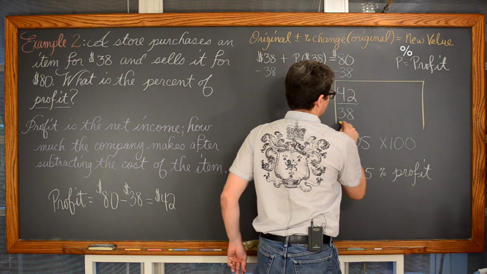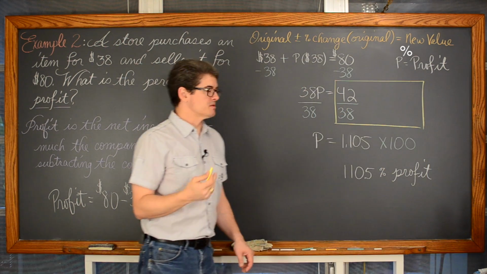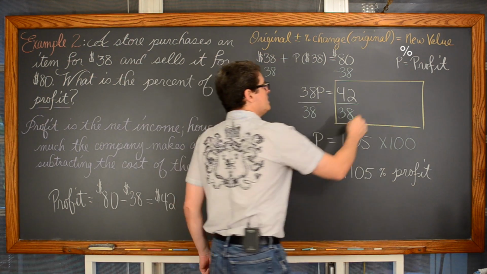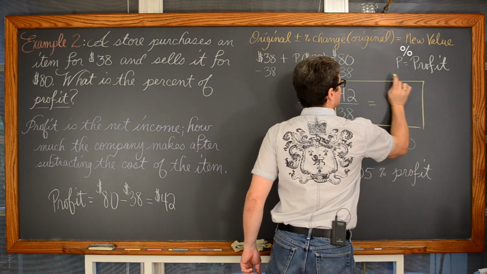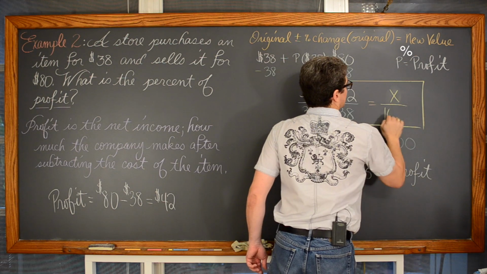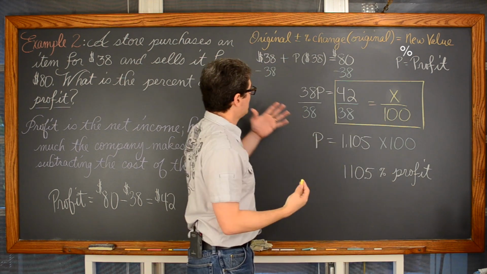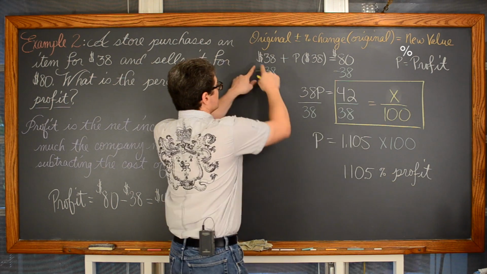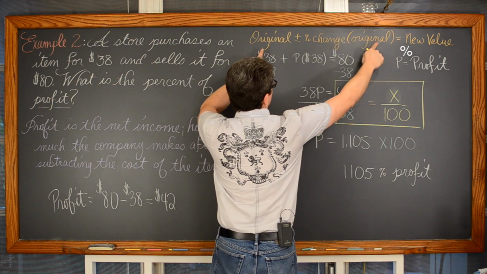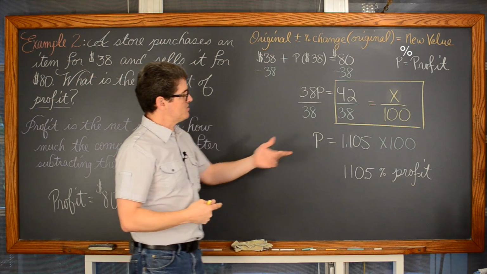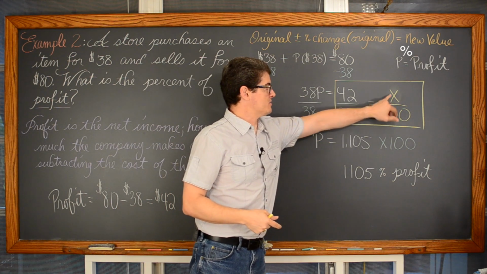Now if you look right here for just a second, and I go back to the first method, if you want to call it that, it's really more of an appearance of how I solved this problem. 42 over 38 was equal to x over 100, and it was part over whole is equal to percent over 100. You see how I've started off with an equation, if you will, a method of solving these problems.